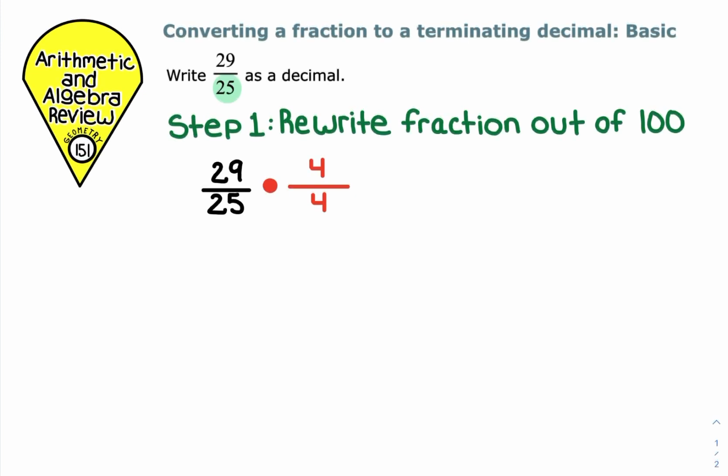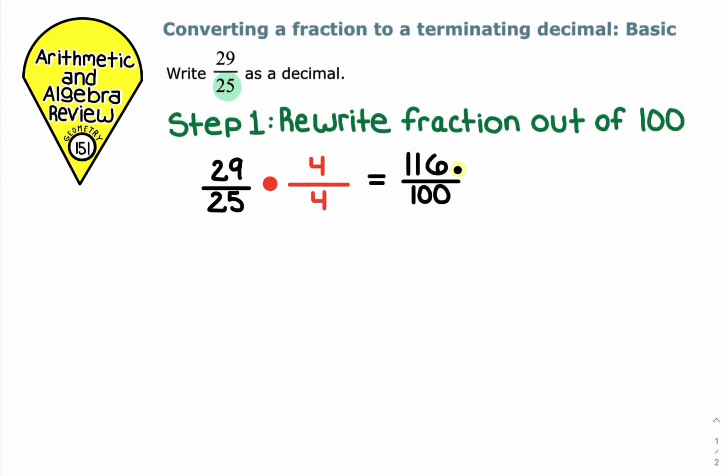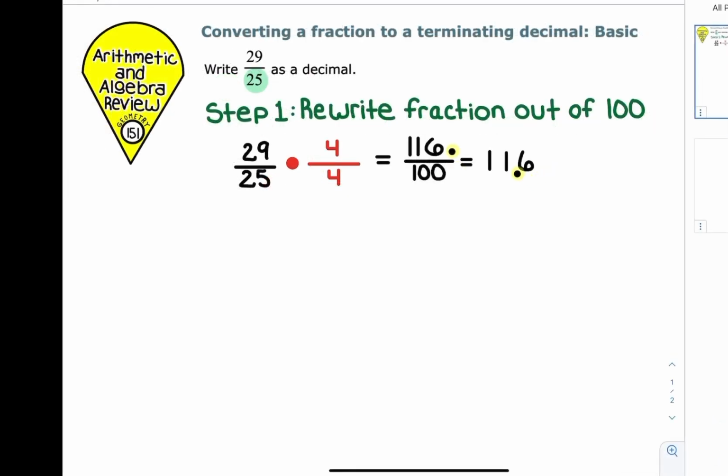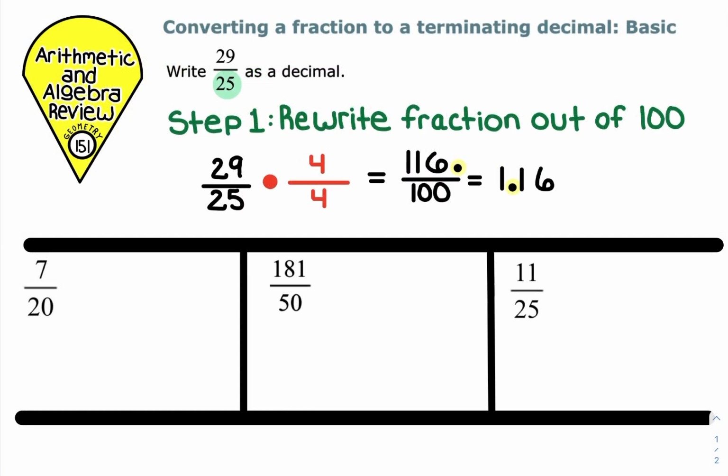So multiplying this fraction by 4 over 4, we multiply across. 29 times 4 is 116, and 25 times 4 is 100. The decimal on the number 116 is at the end because it's a whole number. When dividing by 100, all we have to do is move that decimal left 2 places. So the final answer is 1.16.